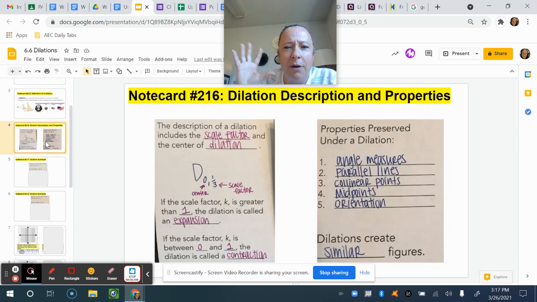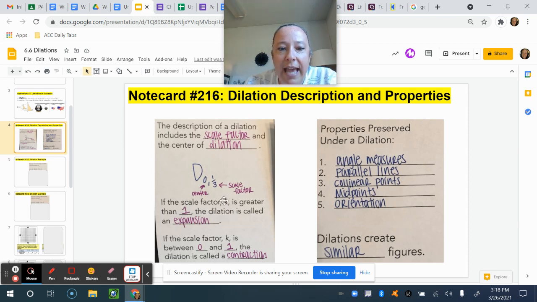All right, note card 216, I really want to look at some of the descriptions and properties of a dilation. The description of the dilation includes the scale factor and the center of the dilation. In Math 2, the center of the dilations will be the origin, (0, 0). So if you see this notation, a big D meaning dilation, the thing in front of the comma is the center of the dilation, which is going to be 0 in Math 2. And over here is your scale factor. So in this particular one, the center is 0 and the scale factor is 1/3. So that's going to be a reduction or a shrink.